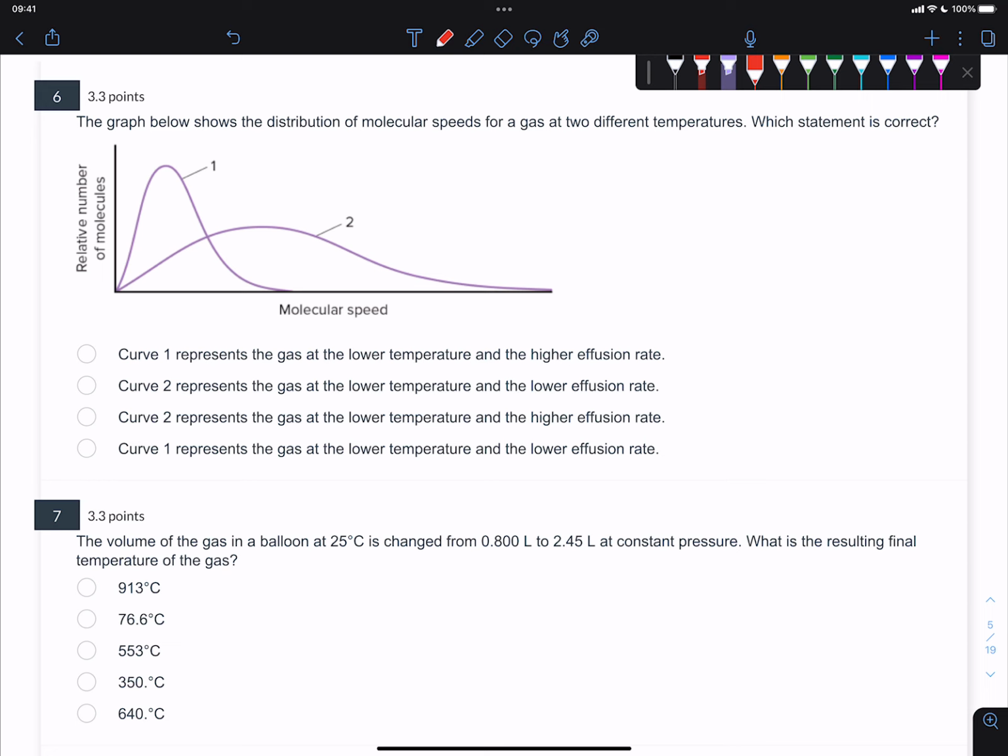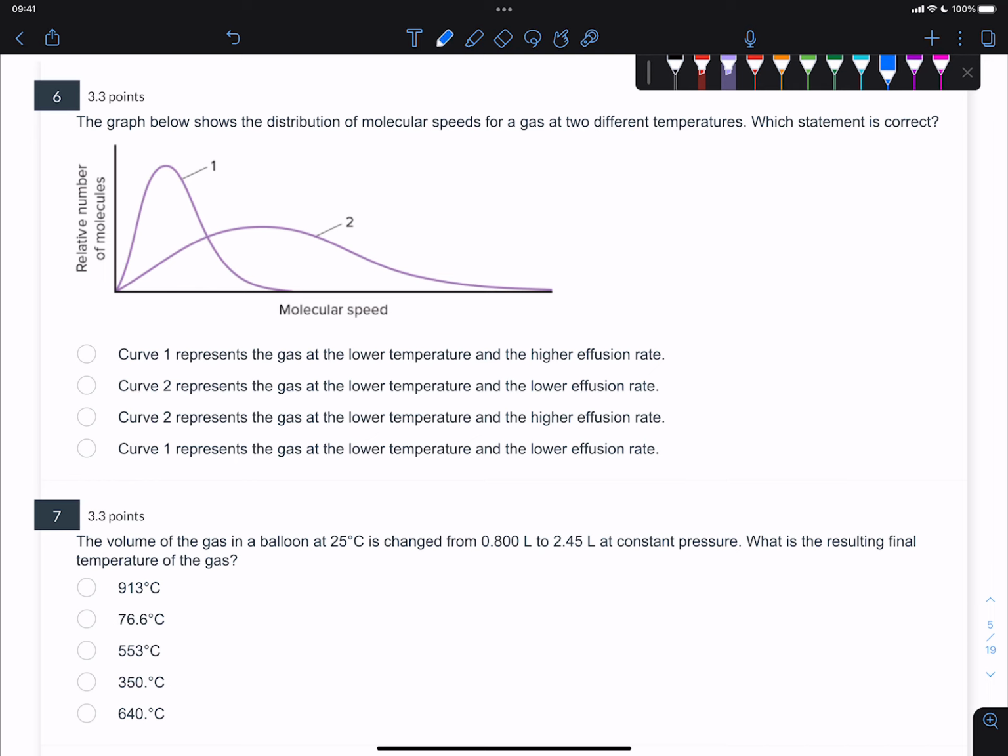Question 6 shows a graph of a Maxwell-Boltzmann distribution of some gas, one single gas, at two different temperatures. That's important. It says the graph below shows the distribution of molecular speeds for a gas at two different temperatures. Which statement is correct? First, real basics on how to read one of these graphs. You look at the peak.